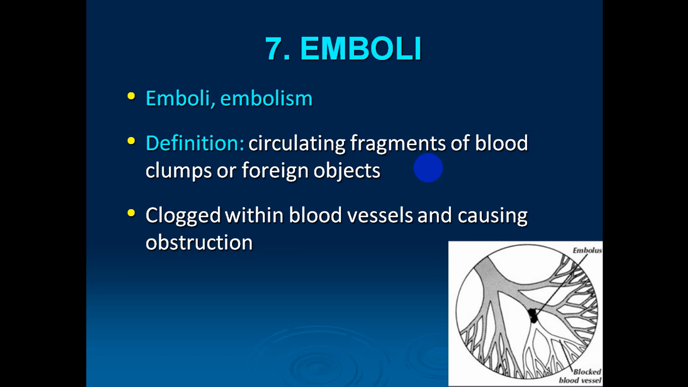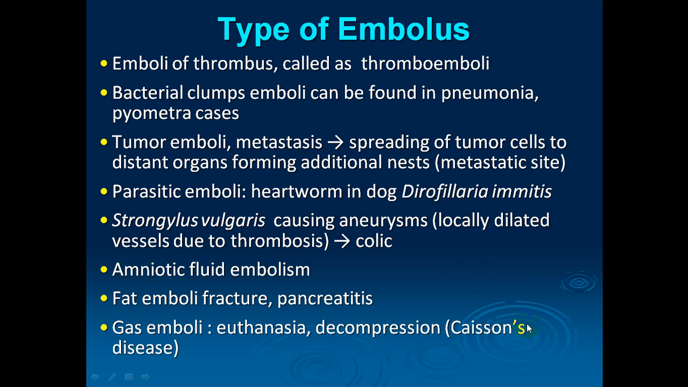So just like I said, emboli can be defined as circulating fragments of blood clumps or foreign objects. Okay, so it flows in the blood, and then it can cause clogging of blood vessels and obstructions. An embolus trapped in the small blood vessels causes clogging, which makes this part of the tissue unable to get a sufficient supply of oxygen from the blood.